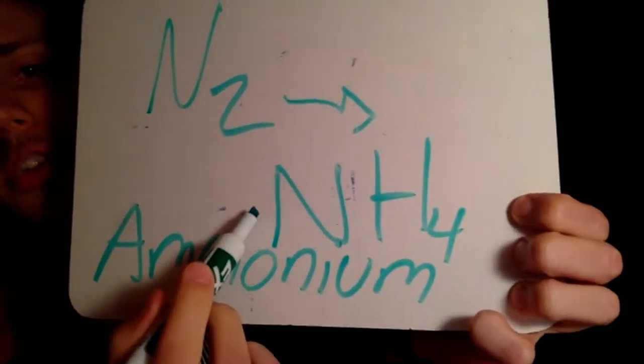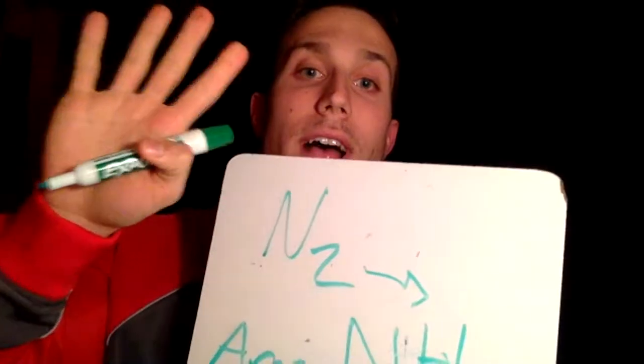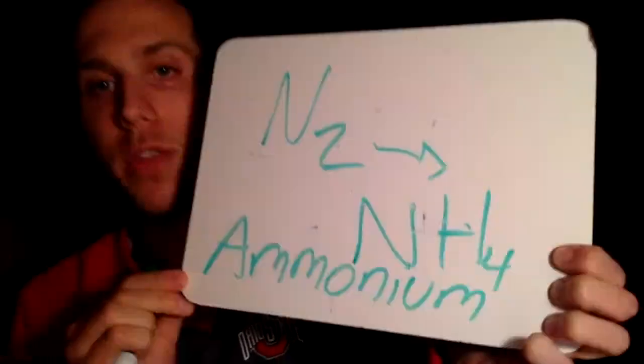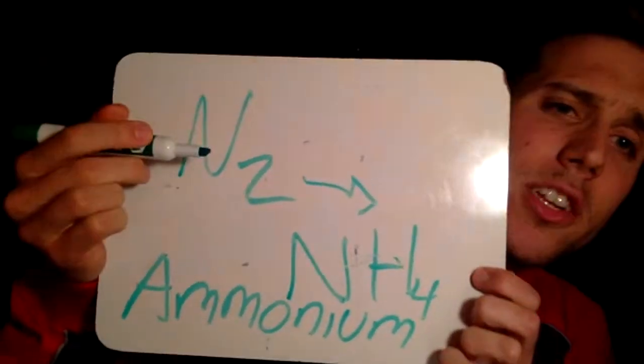NH4, it's going to be converted. So there's nitrogen bonded to 4 hydrogens, all right? And it is called ammonium, okay, ammonium. So that's what's kind of happening to this regular nitrogen that gets into the soil.